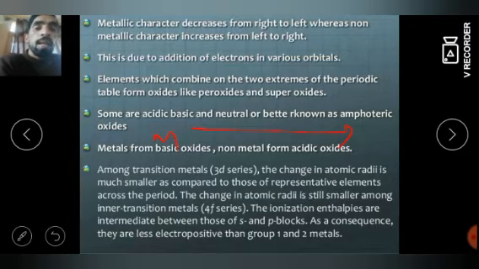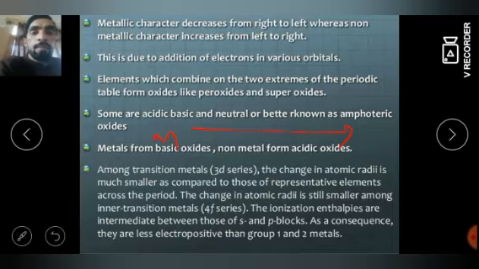Some oxides are acidic, basic and neutral, and some are amphoteric, which behave both as acid and as base. Metals form basic oxides and non-metals form acidic oxides. This you studied in 10th class also, but still again, metals form basic oxides. If a metal reacts with oxygen, it will form a base. If a non-metal reacts with oxygen, it will form an acid.